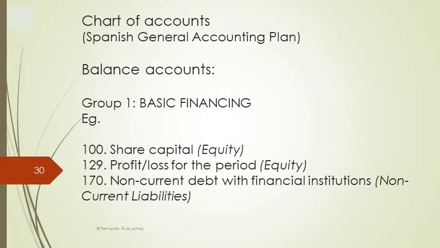Here you have examples of accounts within Group 1, Basic Financing. The account 100 is share capital, an equity account which stands for the price the owners paid for the shares. Also, an equity account number 129, profit or loss for the period, is the difference between income and expenses for the year in the balance sheet at the end of the fiscal year. Hence, the account 170, non-current debt with financial institutions, is disclosed within non-current liabilities.